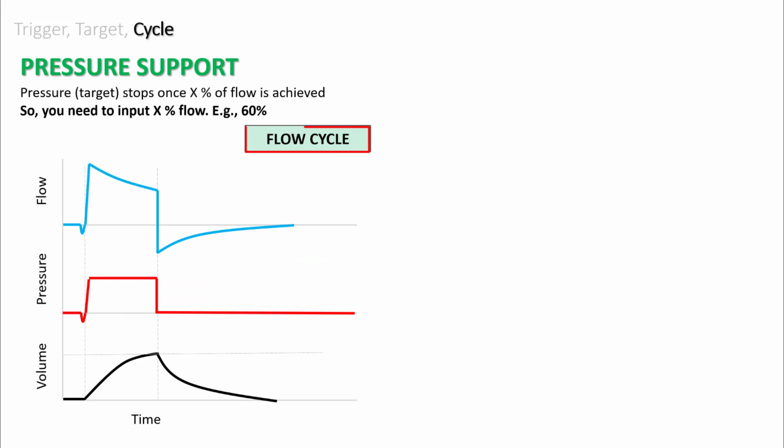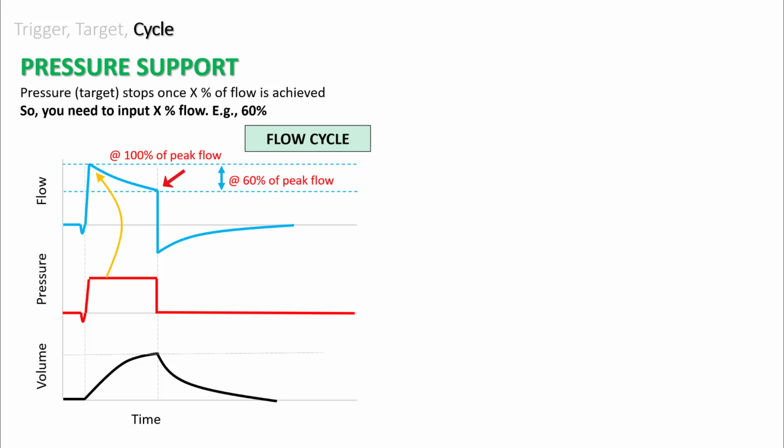Pressure support modes are flow cycled. Let's understand this. The target in pressure support mode is the pressure. So the pressure that you input is going to generate a flow, and that flow is going to be highest during the initial part. That is your peak flow or 100% of the flow. The ventilator will cycle once you achieve a certain drop in the flow.